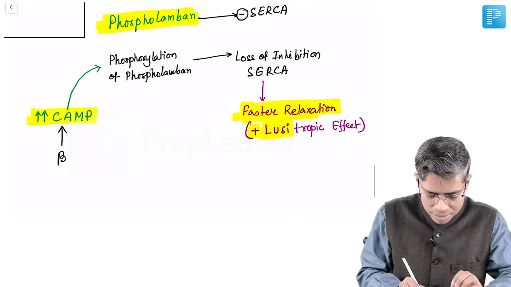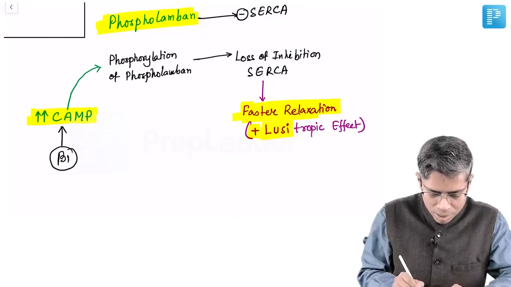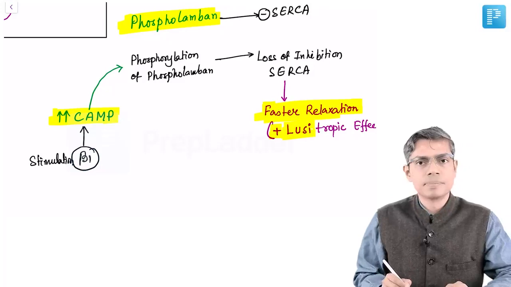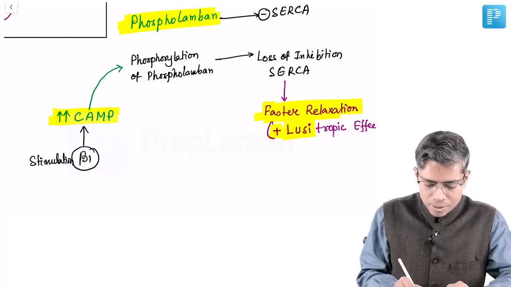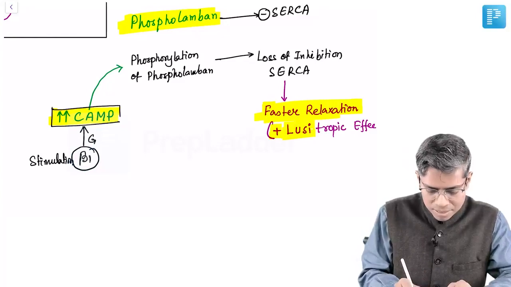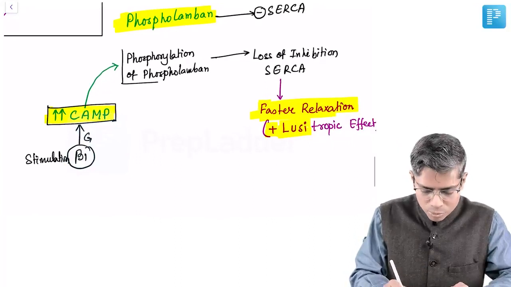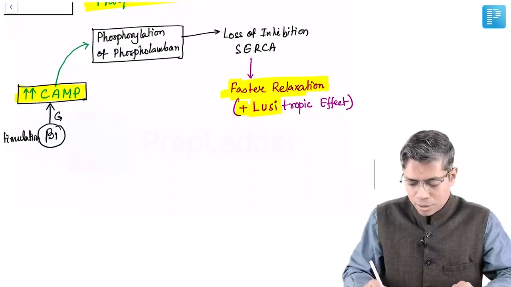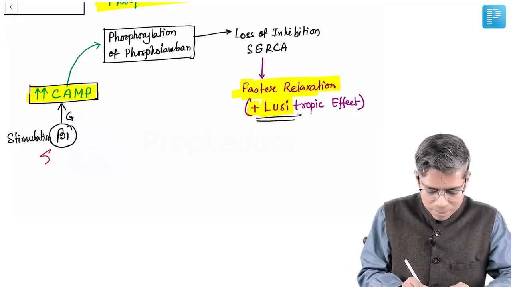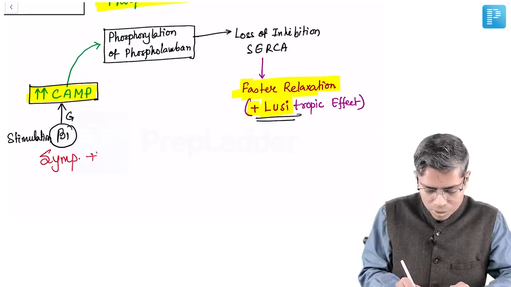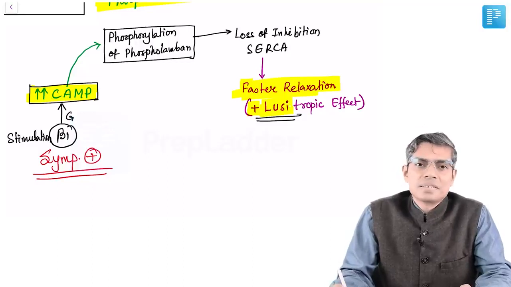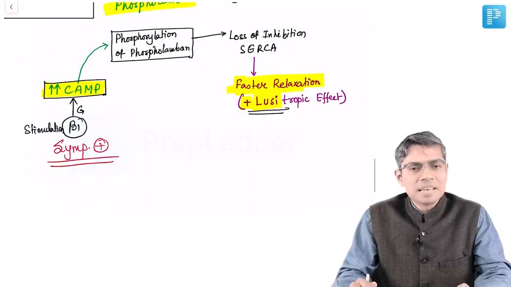How am I going to increase cAMP? This can be done by stimulation of the beta 1 receptor. So if you cause stimulation of this beta 1 receptor, then we know that the beta 1 receptor is a G protein coupled receptor. That G protein is going to produce a second messenger, that is the cAMP. That cAMP will cause phosphorylation of the phospholamban, and that will cause positive lusitropic effect. And who is going to stimulate this beta 1 receptor? Sympathetic system. So if you stimulate sympathetic system, your myocardium relaxation will be faster, and that is positive lusitropic effect, right?